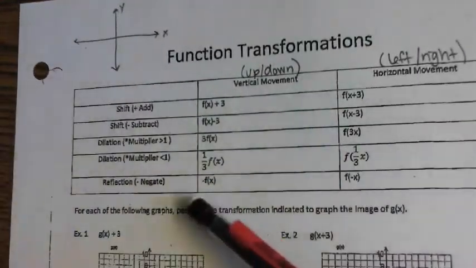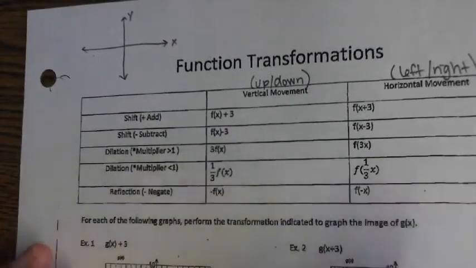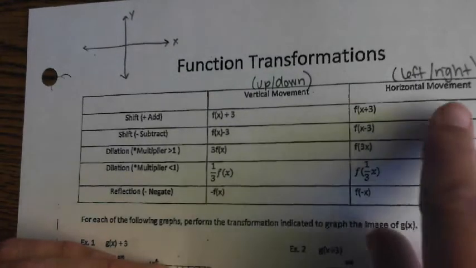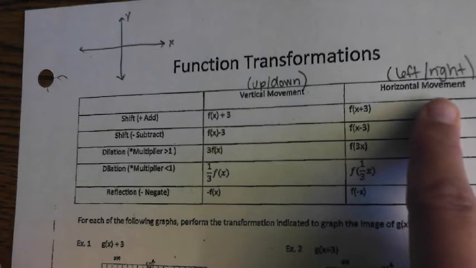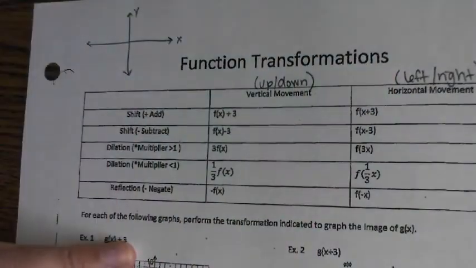And then a reflection, we all know, is just kind of a flip. So we'll either be flipping vertically. If you flip something vertically, which axis is it flipping over? The x-axis again. And if it's a horizontal reflection, it's flipping horizontally, left-right, over the y-axis.